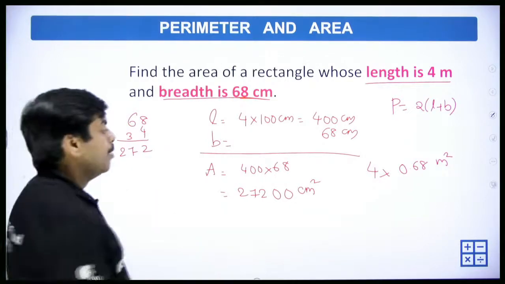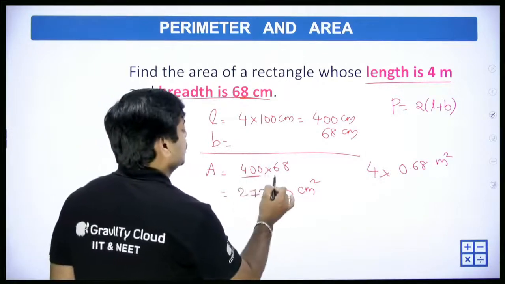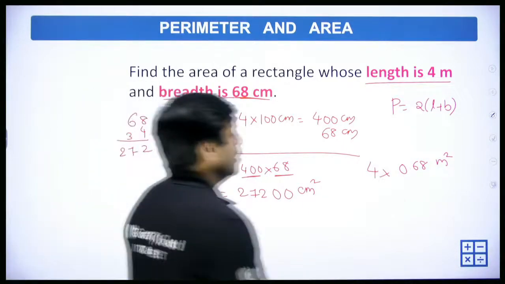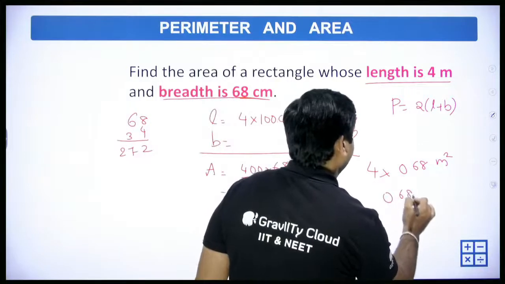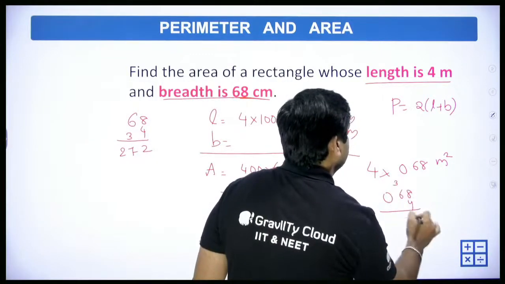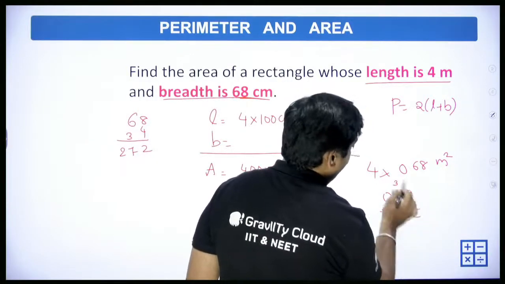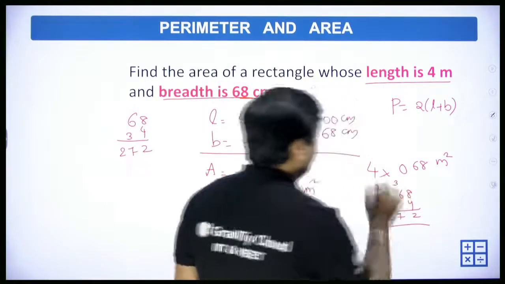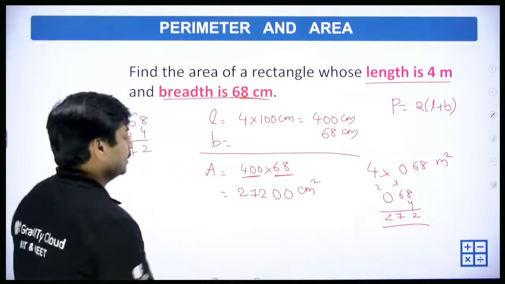Or if you want to convert into meters, you need to do a little more. Let me tell you why. Because this is in centimeters, and this is also in centimeters, both you need to convert into meters, right? So here 0.68 into 4. 8 fours are 32, 6 fours are 24, 27, and that becomes 2.72.